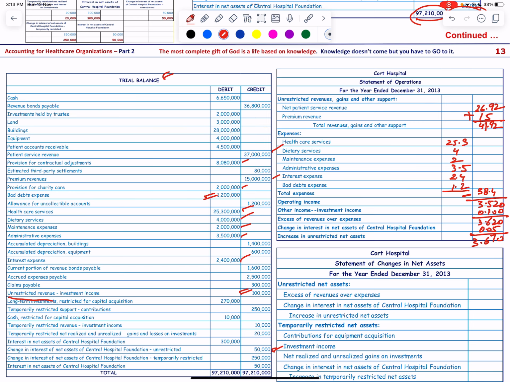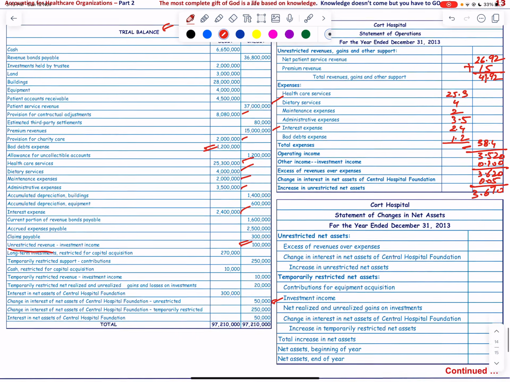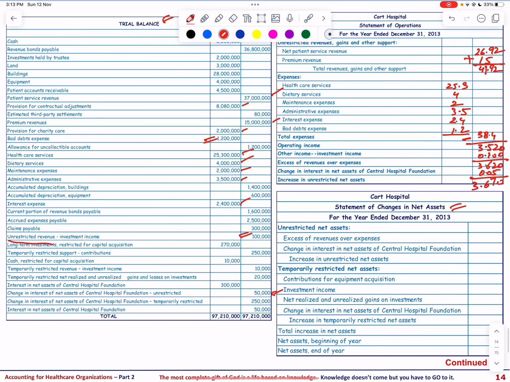So the increase in unrestricted net assets is 3,670,000. Next, we prepare the statement of changes in net assets. So first of all, we record the excess of revenue over expense, and the excess of revenue over expense was 3,620,000.